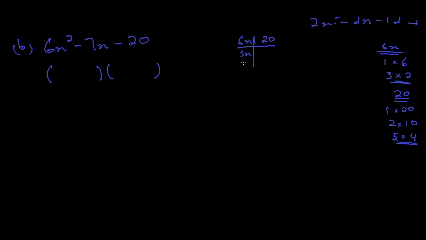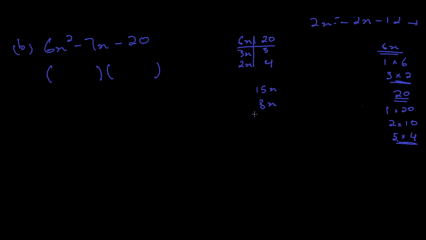So I'm going to start with 3x and 2x. Sorry, it's 3x and 2x. And for 20, I'm going to start with 5 and 4. Remember, first I'm going to multiply horizontally. So this will give me 15x. This will give me 8x.